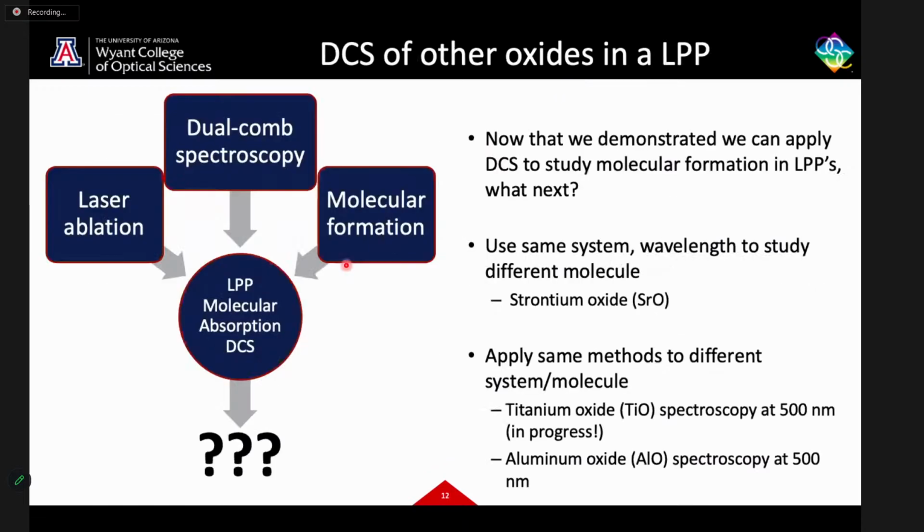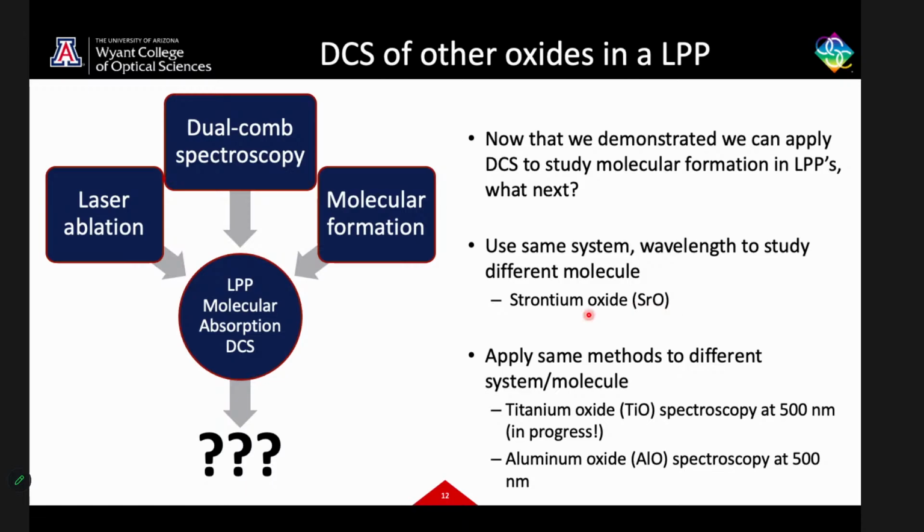Now, as I said, this was the first oxide that we applied this technique to. So we wanted to see what else we could do with this technique to study these types of systems. So the first idea was to take our same experiment, put a different metal target in there, and make sure that we can apply this technique to other species. This was achieved with a different metal oxide, strontium oxide.